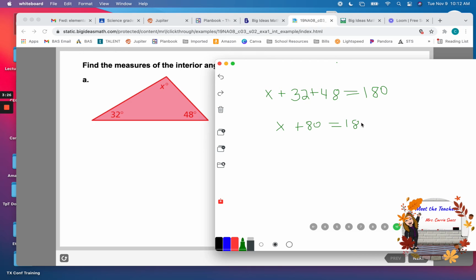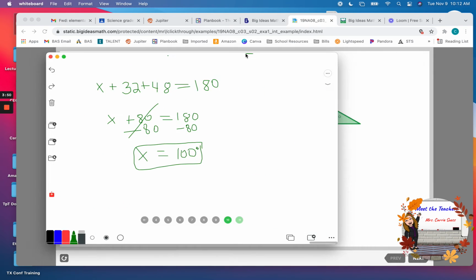Okay, now how do I get the x by itself? That is a giant subtraction sign. Yes. So minus 80. That cancels. I'm left with x equals, what's 180 minus 80? 100. So the x value equals 100 degrees. Okay? Let's look at the other one now.